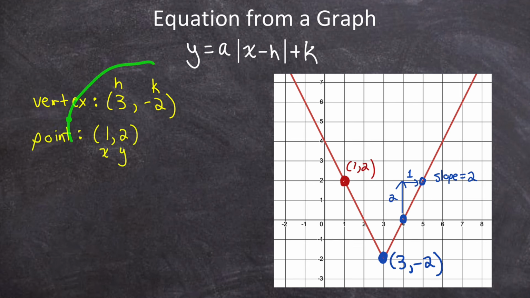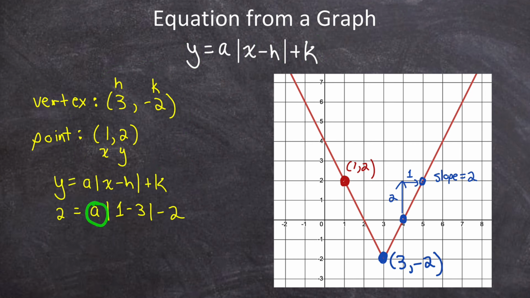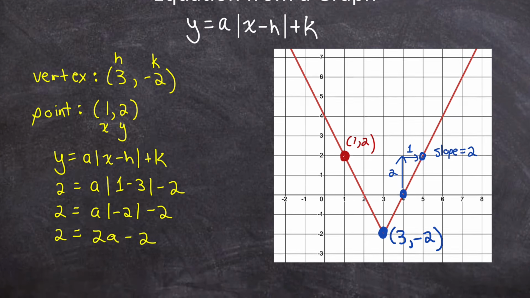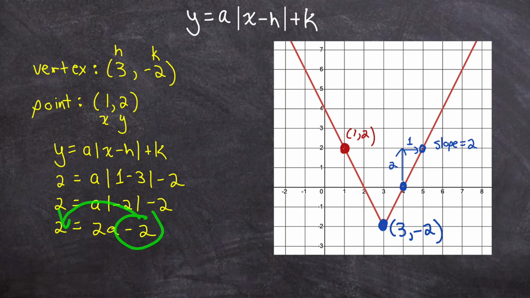So notice we have 4 values here that I can sub in for y, x, h, and k, and then my only unknown is a. So let me sub all of them in, and then solve this equation for a. Inside the absolute value, I have 1 minus 3, which is -2, and the absolute value of -2 is +2. So this is a times 2, which I'll write as 2a, and then just isolate the a. I'll move the -2 to the other side by adding 2, and then I'll divide by 2 on the other side, giving me a is equal to 4 over 2, which means a is equal to 2.